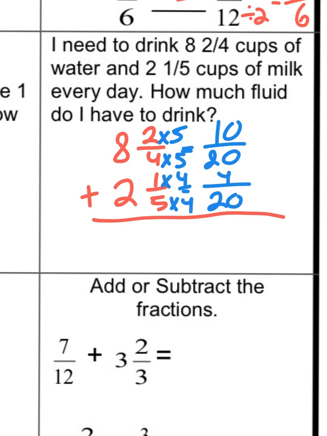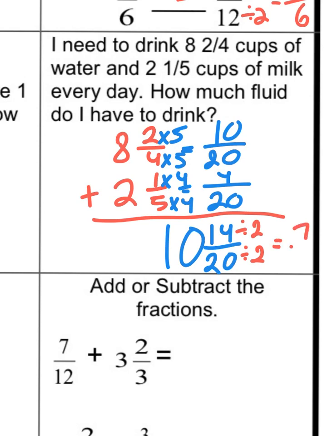When we add them, we get 14 20ths, and then when you add the wholes, 8 plus 2 gives you 10. However, you're not finished because you can simplify the numerator and the denominator by 2. That gives us 10 wholes and 7 over 10.